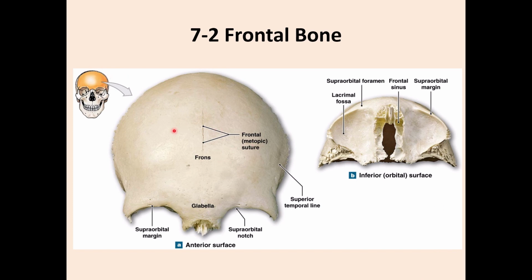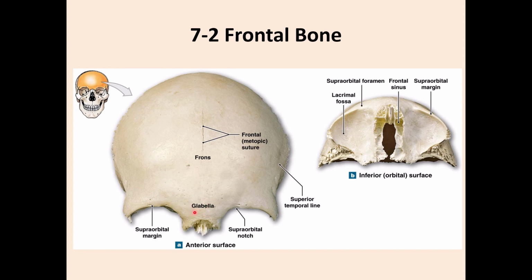This is the forehead area. This area is called the frontal suture. Why? Because initially the two frontal bones were separate and then they fused together in early childhood. And this flat area is called the frons.